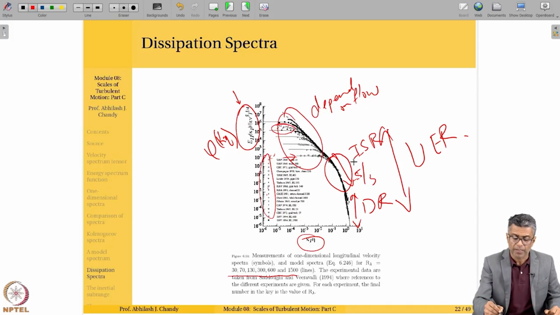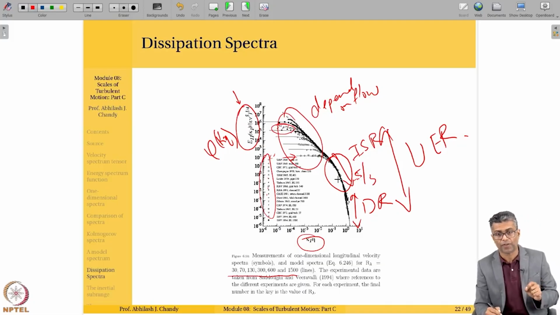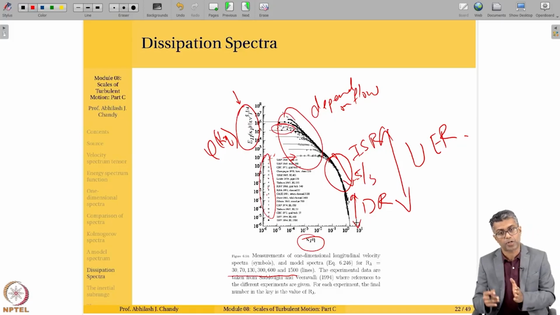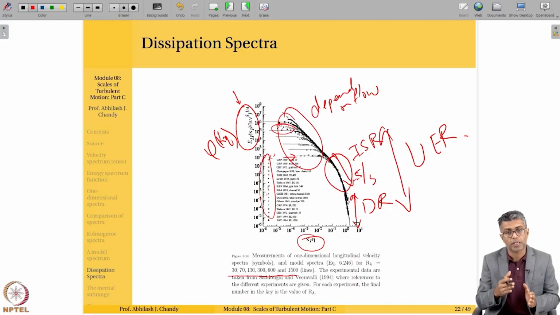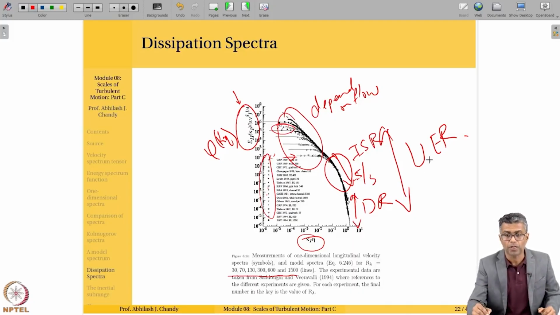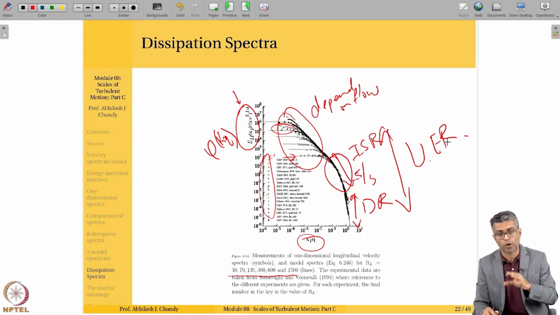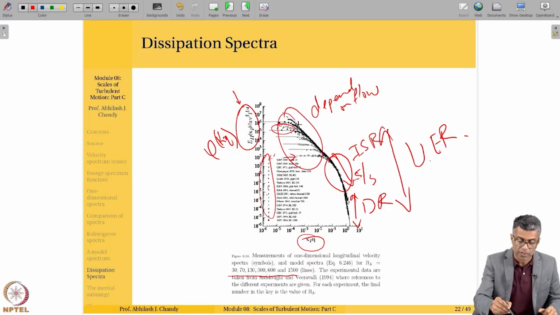So you have the inertial subrange here, which you would think has a minus 5/3 slope. Then you have the dissipation range here, which is past the inertial subrange, and both the inertial subrange and the dissipation range together make up the universal equilibrium range, which overlaps. That's the beauty of the way we have plotted this energy spectrum. Now, the energy containing range is this part here, this circled part here.